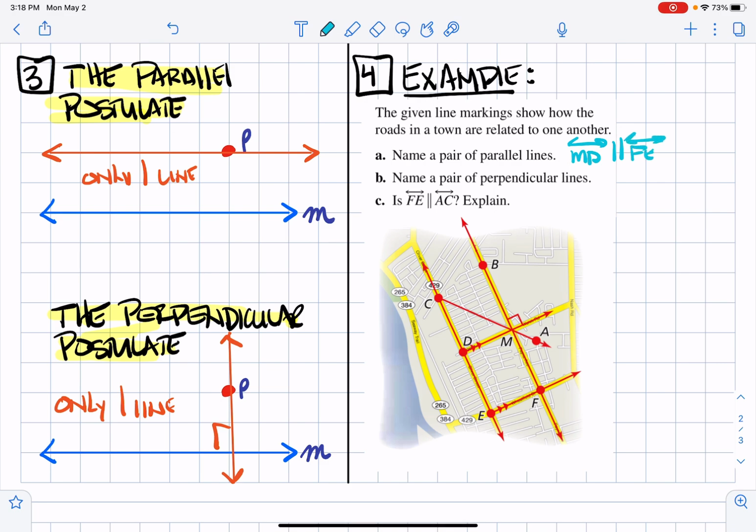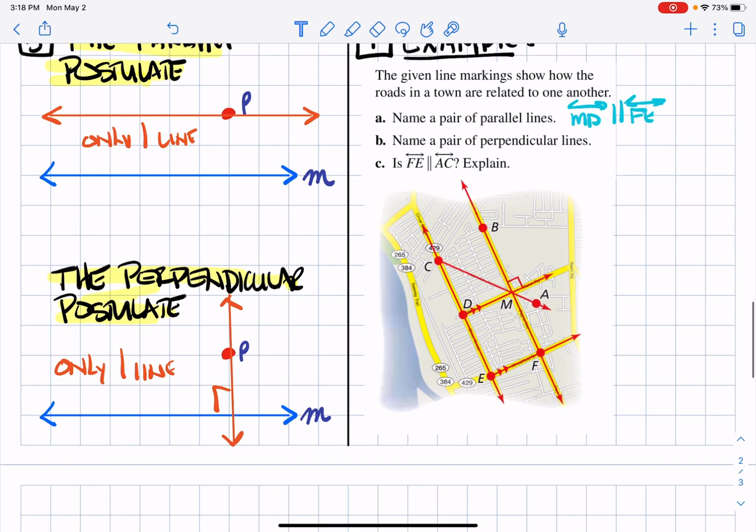Okay. Name a pair of perpendicular lines. Well, because of the markings right here, this is that marking again, right? We're going to say MD, which is this line here. Oops, sorry. MD is perpendicular to BF. And remember, these are lines, so you have to have the little arrows that show that there are lines, okay?